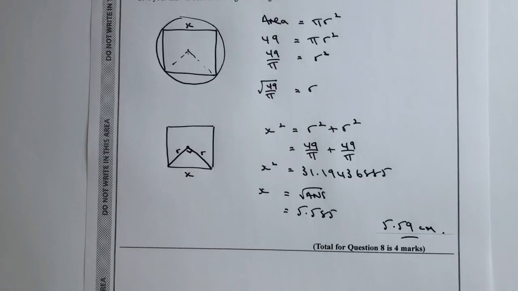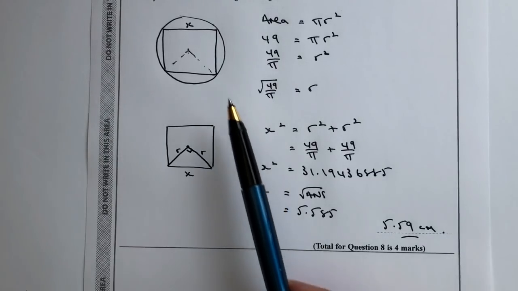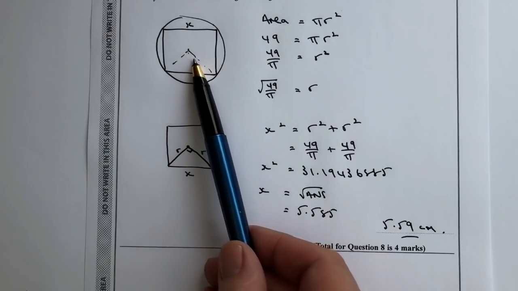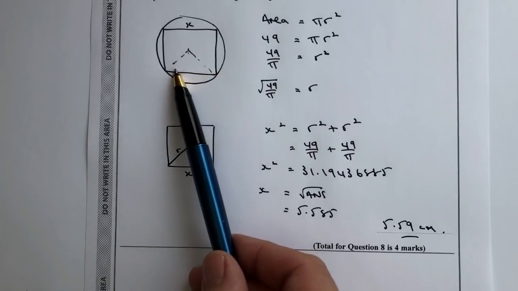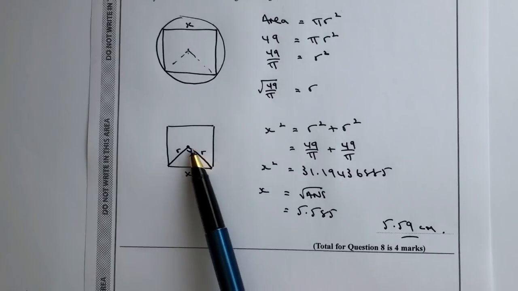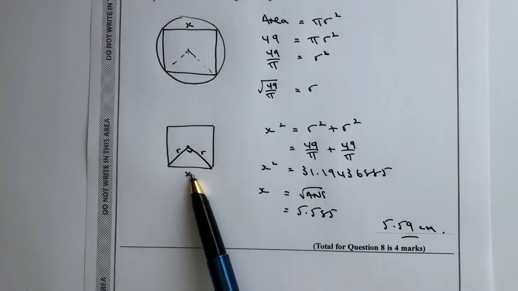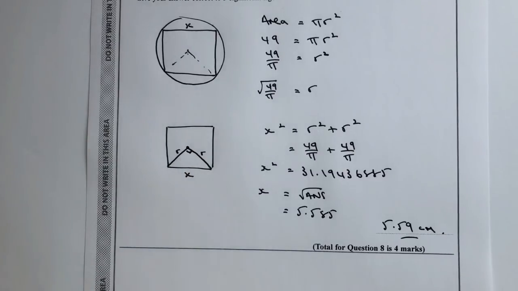It's one of those questions where you have to recognize that this value of r is actually the radius, and therefore you can use a little bit of Pythagoras to work out this value of x.